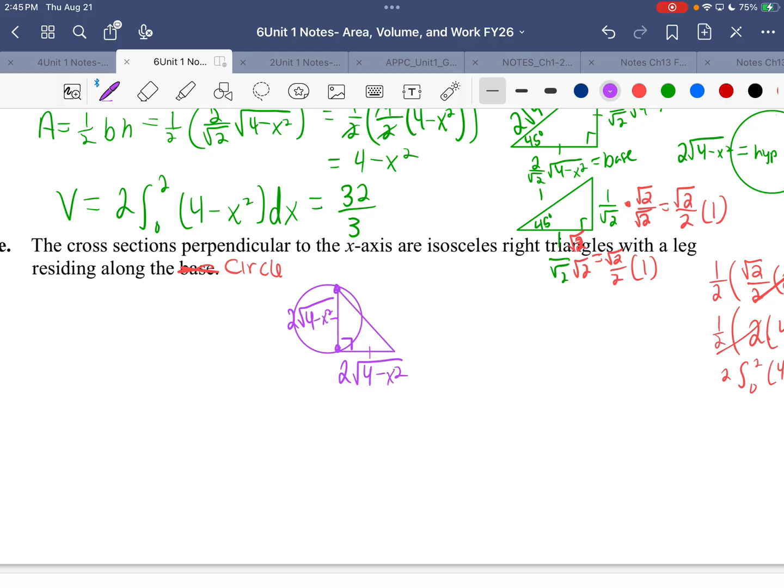So if you get the leg on the shape, it's such an easier situation than the hypotenuse on the shape. Hypotenuse on the shape is like a nightmare. Leg on shape, much better.